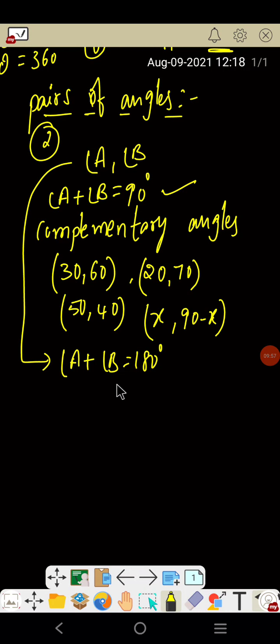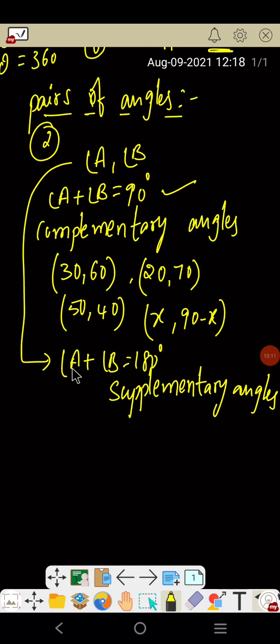If the sum of any two angles is 180 degrees, then the two angles are called supplementary angles. So here angle A plus angle B is equal to 180. Then angle A is a supplementary angle to angle B, and angle B is also a supplementary angle to angle A. Both are supplementary angles to each other.